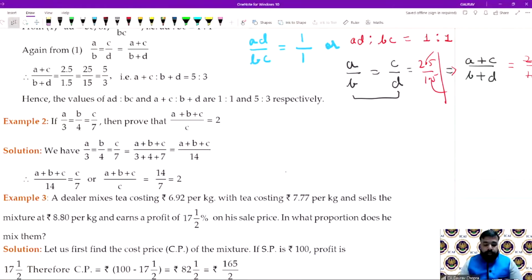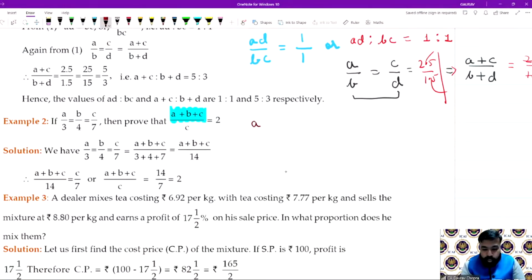Now second example. So this time what is the requirement? The requirement is A plus B plus C upon C. So first of all, in order to add all of them, what do we have to apply? Addendo. We have to apply addendo. So let us apply it first.